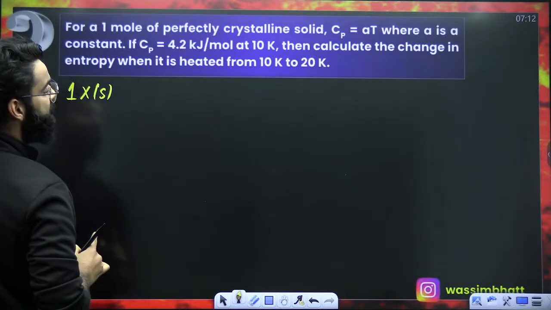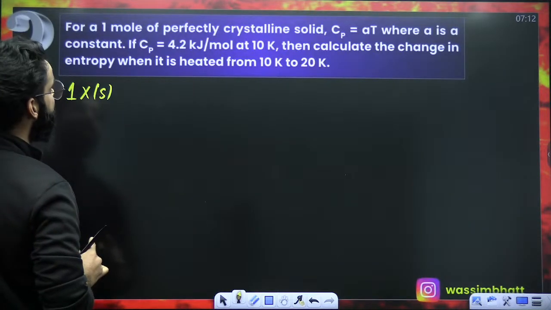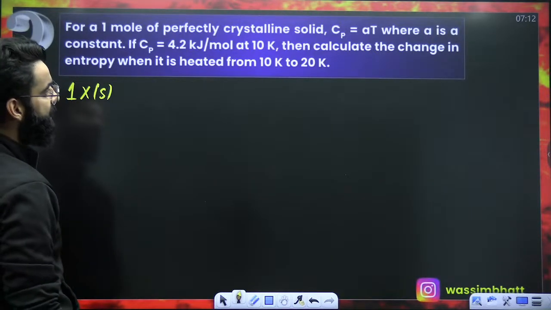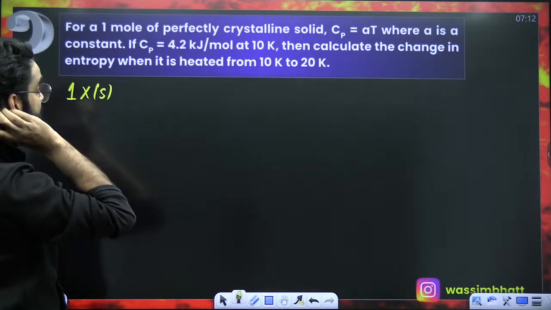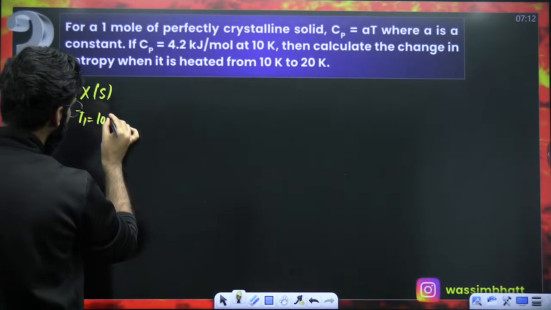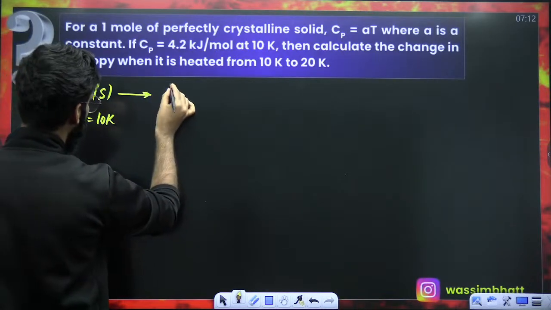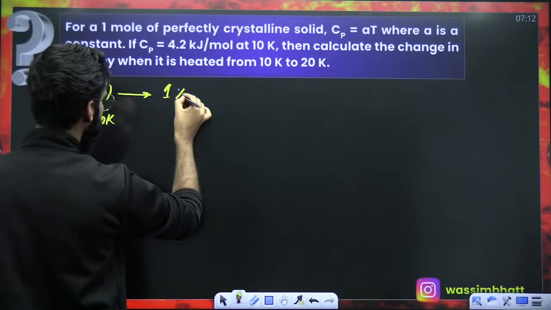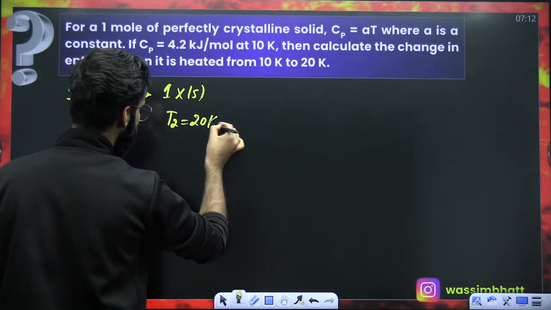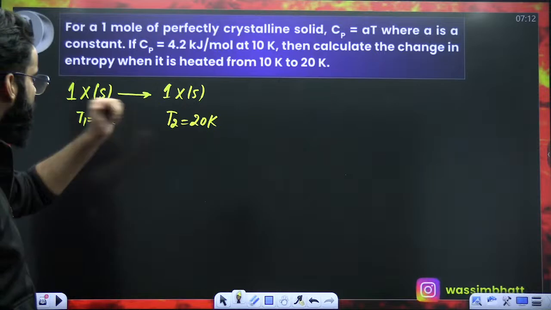For 1 mole of a perfectly crystalline solid, Cp is equal to A times T, where A is a constant. If Cp is equal to 4.2 joules at 10 Kelvin, then calculate the change in entropy when it is heated from 10 Kelvin to 20 Kelvin. So as per the question, the initial temperature of the solid is 10 Kelvin. Now you are heating it up, and its temperature becomes 20 Kelvin. So you are changing the temperature of the solid from 10 Kelvin to 20 Kelvin.